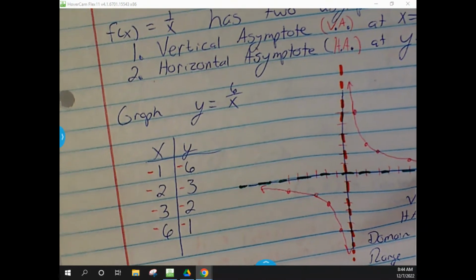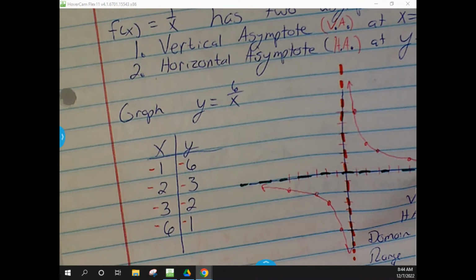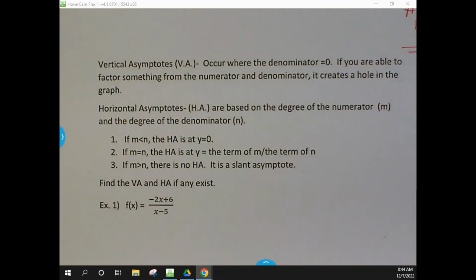The denominator is not just going to be x or x plus 2, x minus 3. Now we're actually looking at bigger expressions where maybe we've got x squared, we've got x to the third, something like that. So the very first thing we've got is vertical asymptotes, but still the same thing as yesterday. Vertical asymptotes occur where the denominator is equal to 0. Same thing we did yesterday.